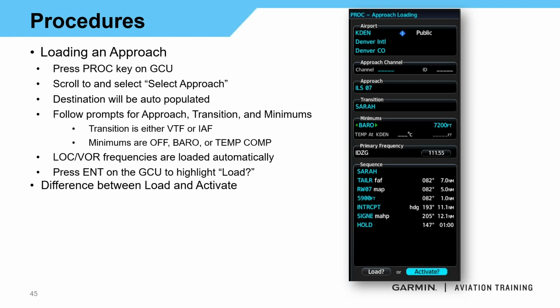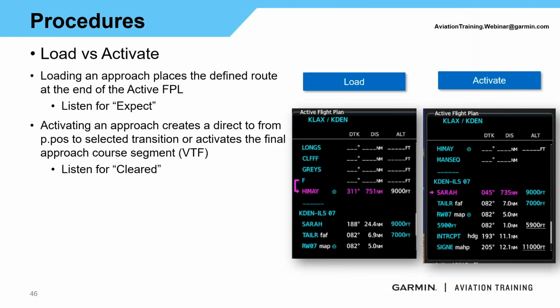So then I get down to load or load and activate. First I do a quick little preview, right? Look at the sequence, make sure I understand what's going on, and then I get load or activate. Some systems say load and activate. What is the difference? Load is very simple. It takes those fixes and puts them at the end of the flight plan. It doesn't do anything else, doesn't change our navigation. Typically, when we hear expect, that's our clue to go ahead and load. And typically when we hear cleared for, that's when we go ahead and activate, but not always. We're going to talk about the verbiage change that we're going to have.